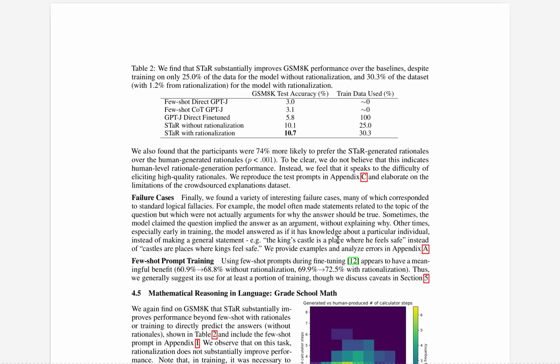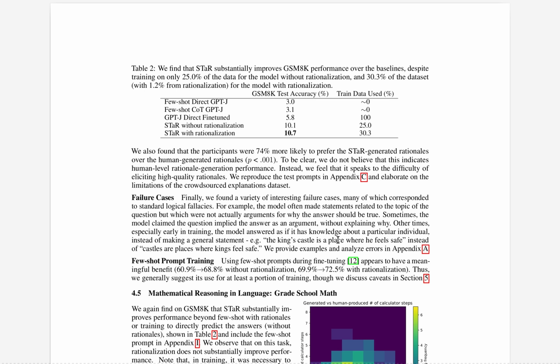To be clear, we do not believe that this indicates human-level rationale generation performance. Instead, we feel that it speaks to the difficulty of eliciting high-quality rationales. We produced the test prompt in Appendix C and elaborate on the limitations of the crowdsourced explanations dataset.